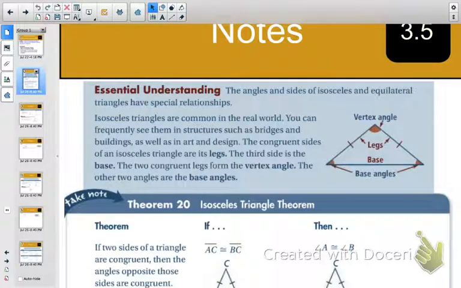The base doesn't always have to be on the bottom. The base is just whichever one is not congruent to the other ones. And then similarly to the sides, we have two base angles. Those are the angles that are attached to the base. So if you look at the figure over here, they're the ones on the bottom. And then the other angle, which is in between the two legs, is called the vertex angle. So, vertex angle and two base angles.